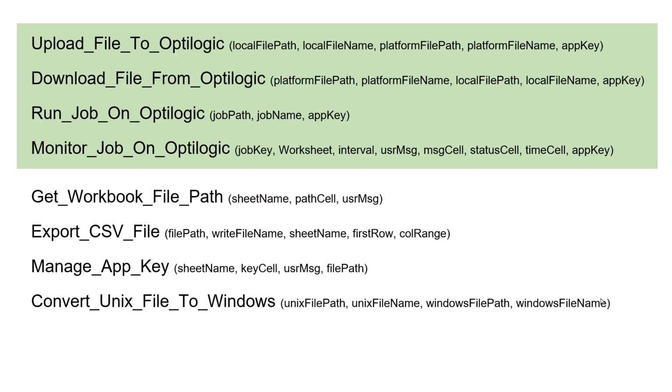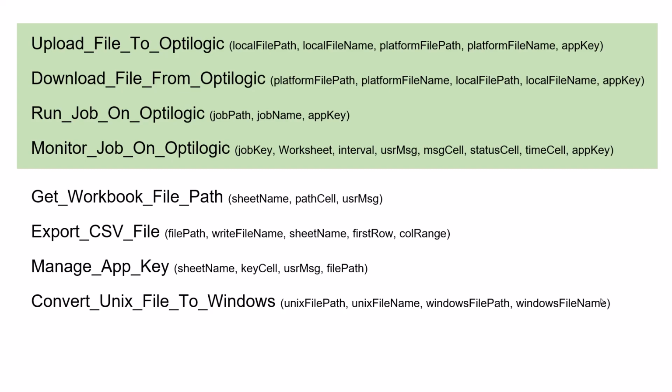And we'll learn how to upload data locally into the Optilogic platform, where we can specify where that data exists locally and what the file is called, and where we want to land it in the platform and what we want that file to be called when it lands. We'll look at doing that the other way round, downloading a data file from the Optilogic platform, specifying where that file is and where we want to land it locally.